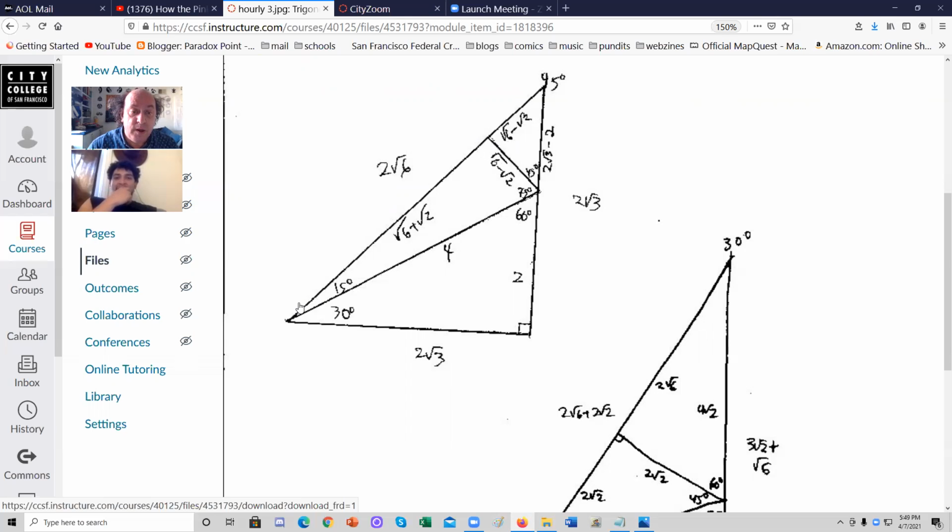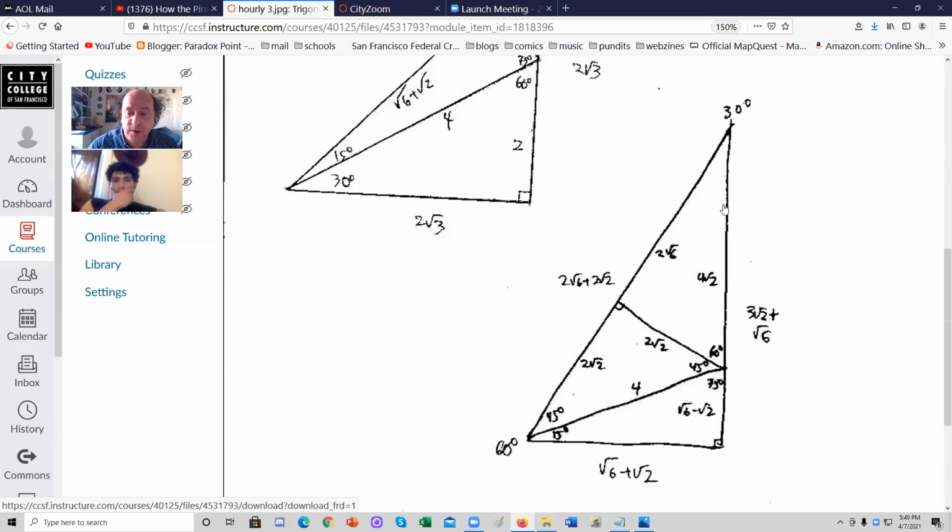So this part here is 2 root 6 minus root 6 minus root 2, which comes out to root 6 plus root 2. So now we have a triangle, 4 on the diagonal. Root 6 minus root 2, short side opposite the 15 degrees. Root 6 plus root 2, medium size opposite the 75 degrees. And now we have the proportions of such a triangle. 4, root 6 minus root 2, root 6 plus root 2.